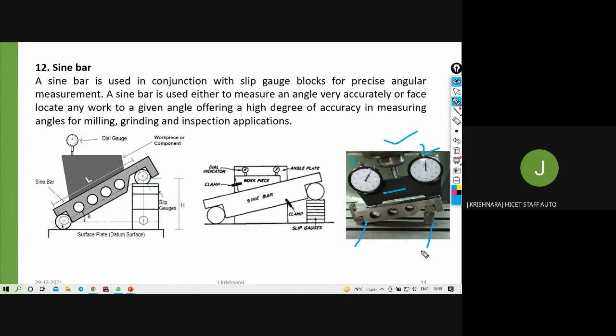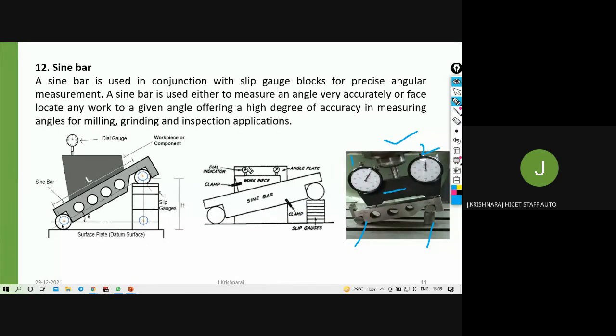This one is a slip gauge. So the same will be plotted over here as a 2D sketch. You can look into this 2D sketch also. So the workpiece is irregular in shape. It has some angle. We don't know what the angle is, but we want to measure the angle, right? So that workpiece is placed over the sine bar.